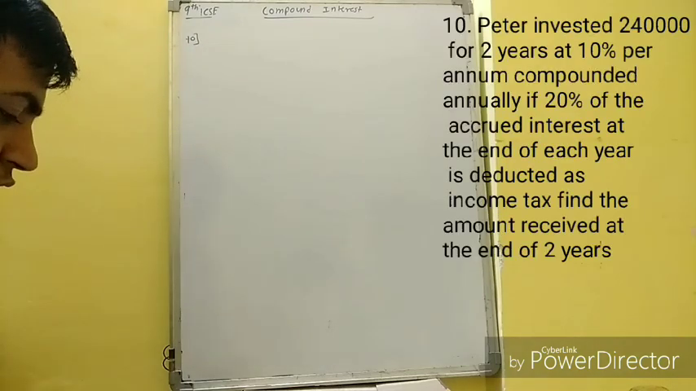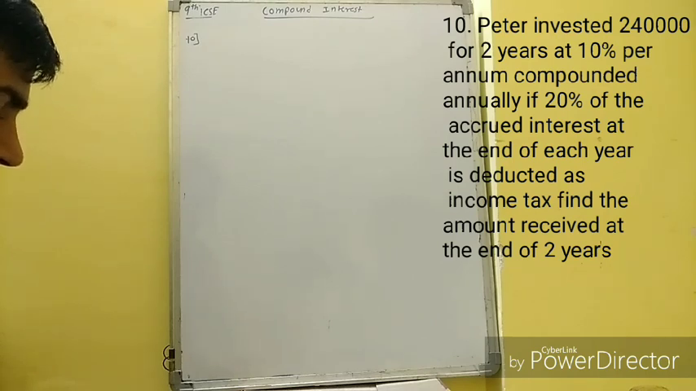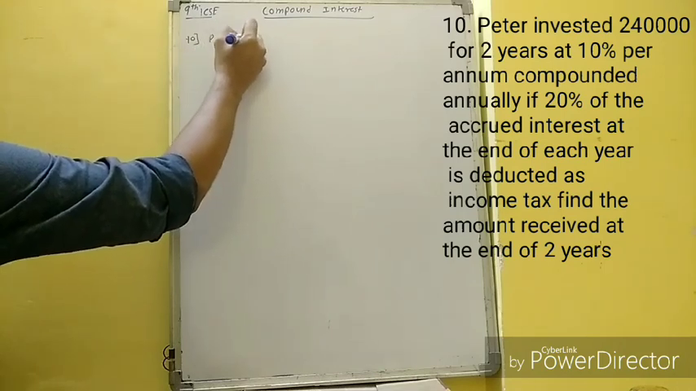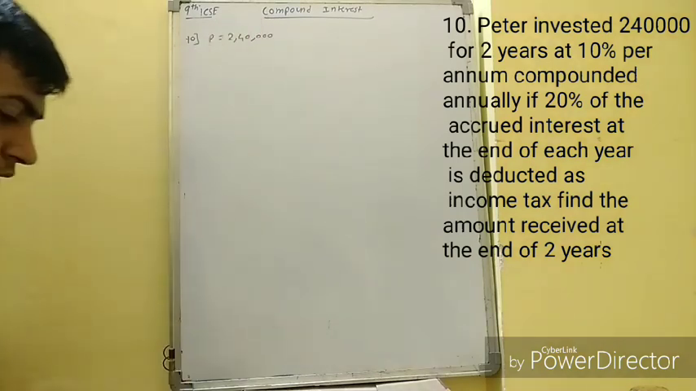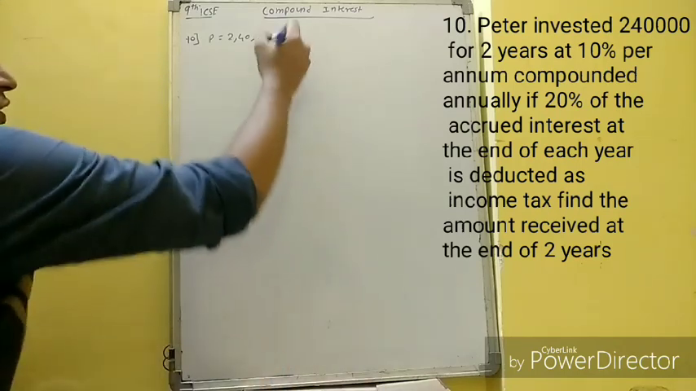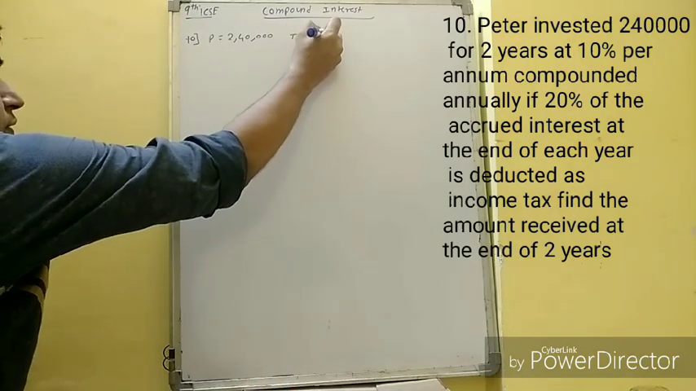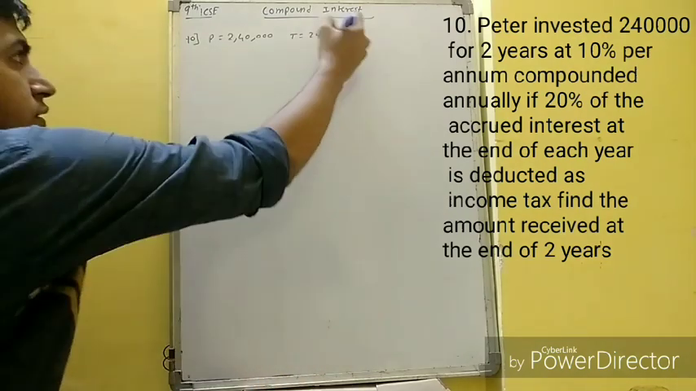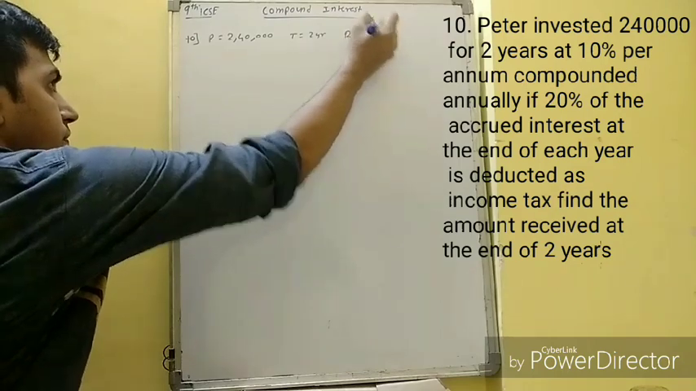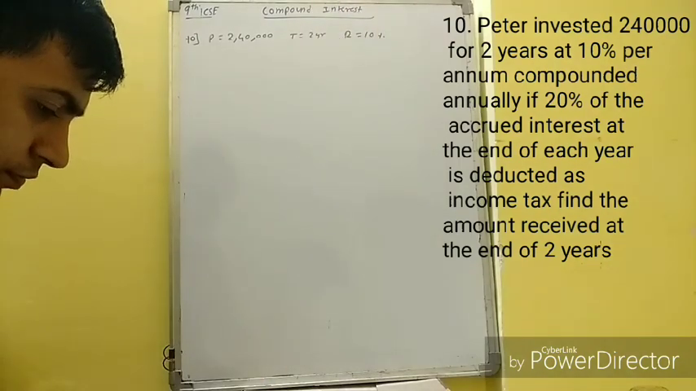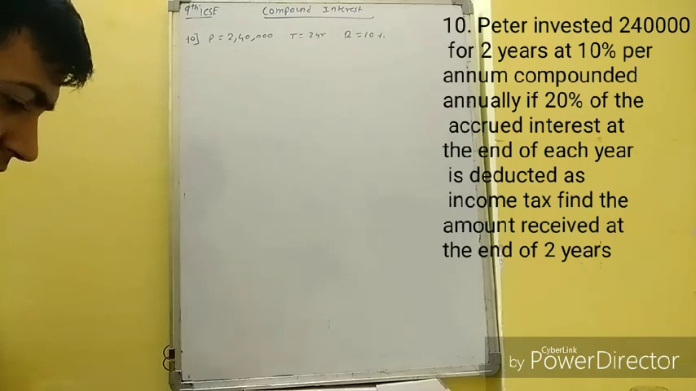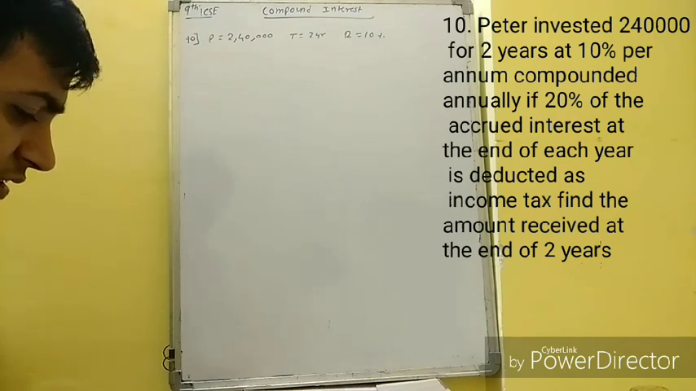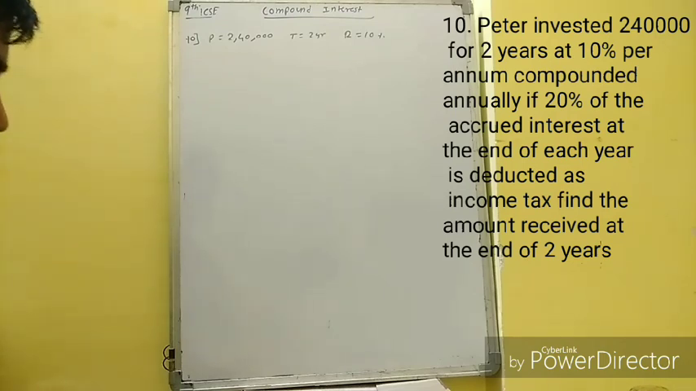Okay, for the 10th question, Peter invested 2,40,000 for 2 years. So the principal is 2,40,000, time is 2 years, at 10%, rate is 10%, compounded annually. If 20% of the accrued interest at the end of each year is deducted as income tax, find the amount he received at the end of 2 years.